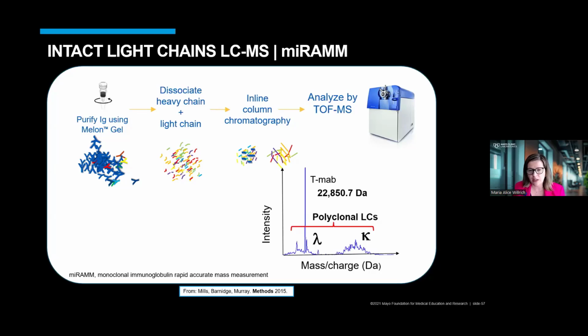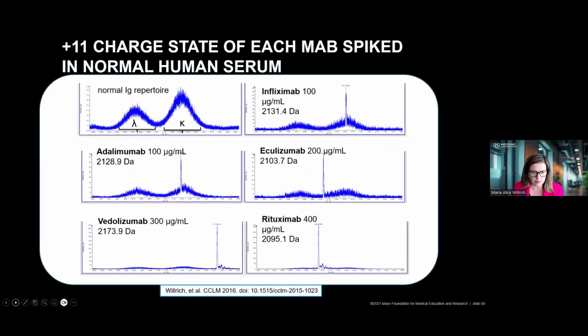After it goes through chromatography, it's subjected to a time-of-flight mass spectrometer. In a normal patient, you would see a normal repertoire of lambda and kappa immunoglobulin light chains. If you have a monoclonal antibody, you would see that stand out of the polyclonal background, like represented here. In this case, this is a lambda monoclonal antibody that's shown here.